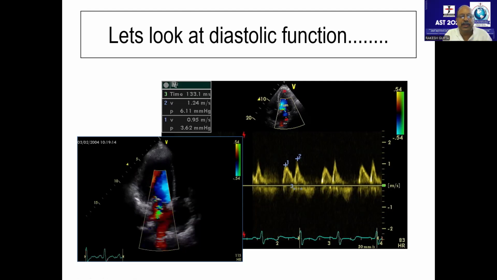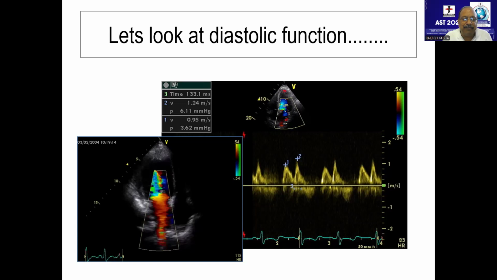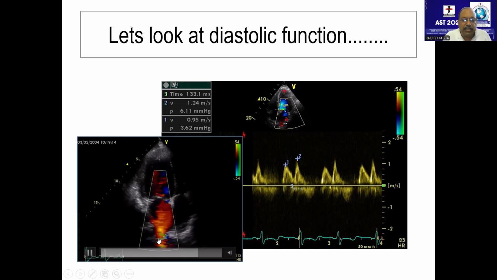We evaluate it by looking at the diastolic function, and that can be evaluated by putting a sample volume at the tip of the mitral valve, evaluating the pulmonic veins, and evaluating E prime septal, E prime lateral, then LA volume index and a TR jet velocity.